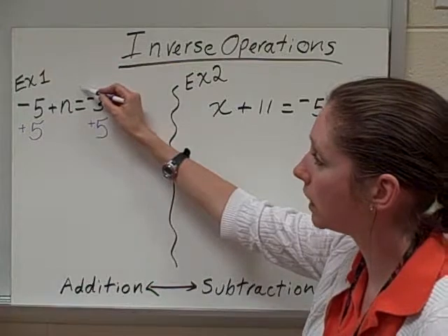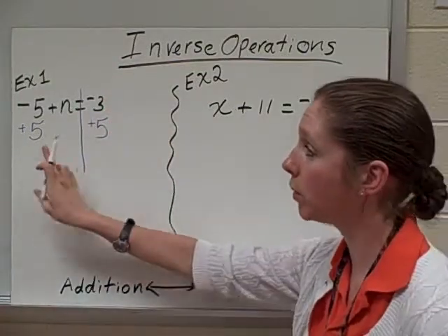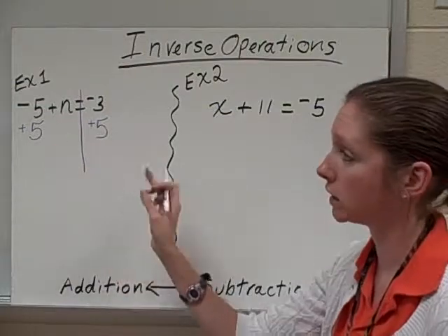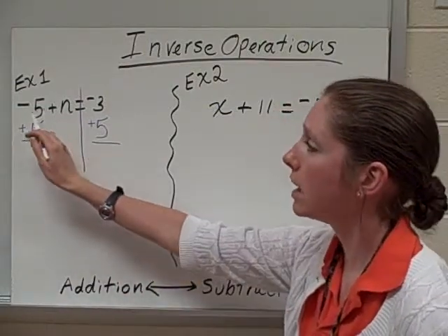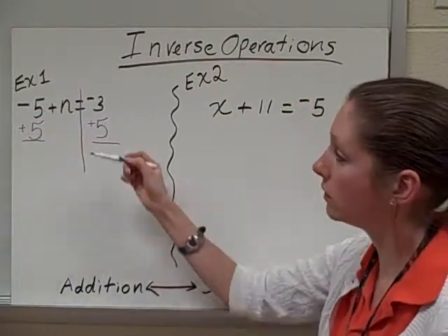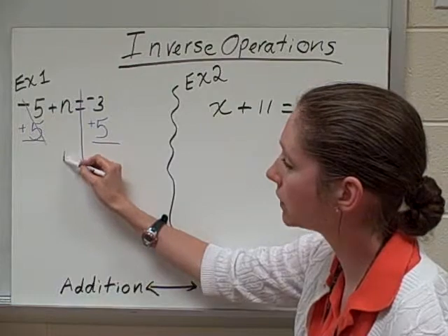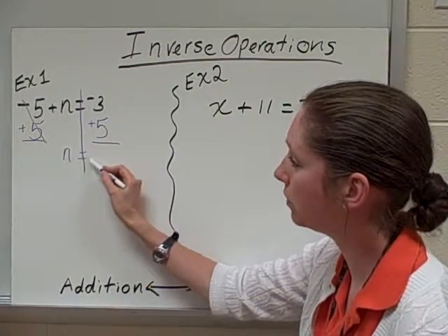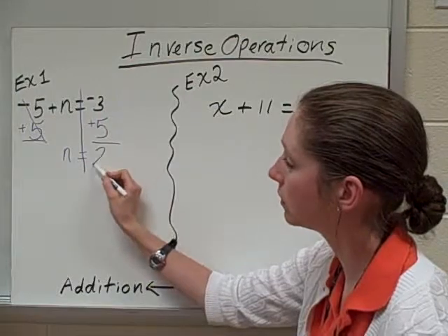Sometimes it helps to put a line down here for your equals to make sure that you do it to both sides of the equals or both sides of the line. So take a look at what happens. Negative 5 plus 5 additive inverse is 0. They're gone. N is left on this side equal to negative 3 plus 5 is equal to positive 2.